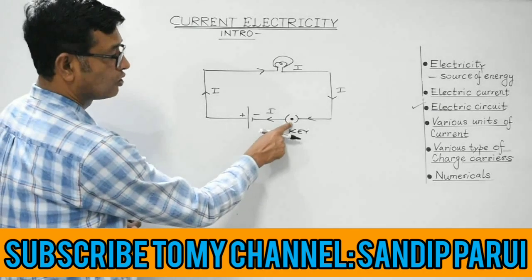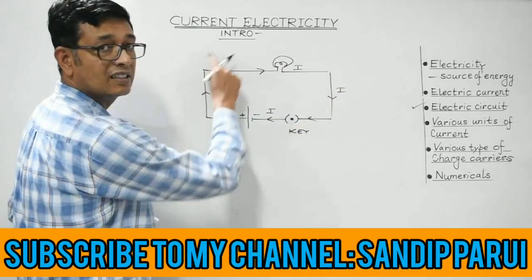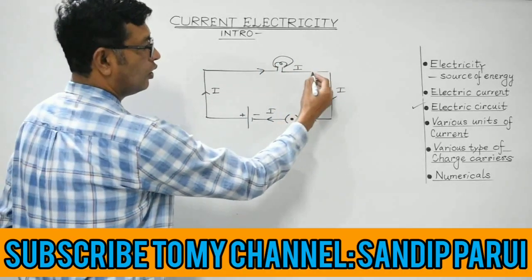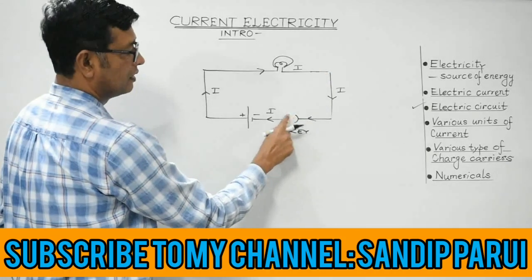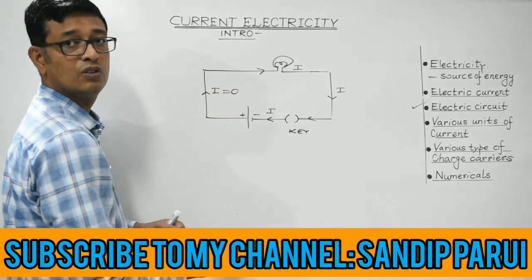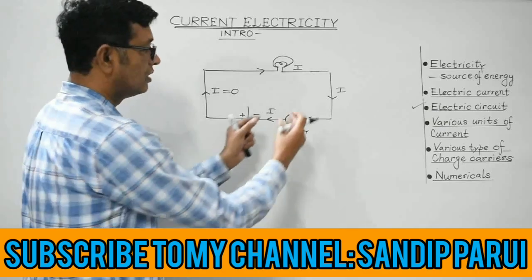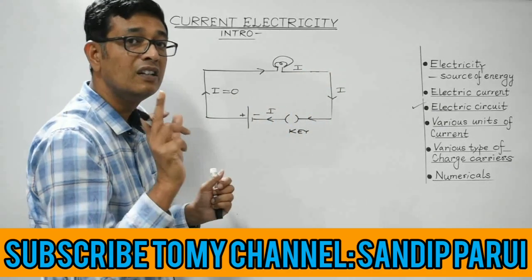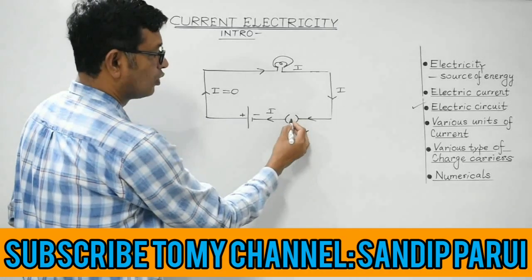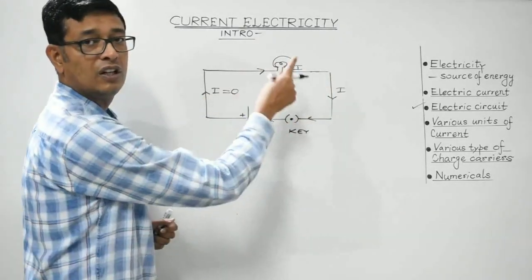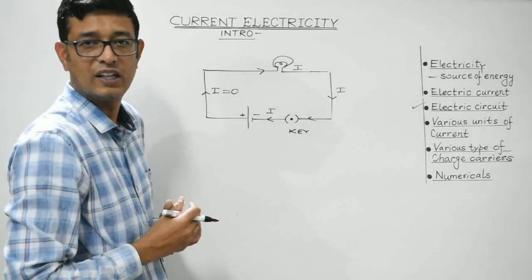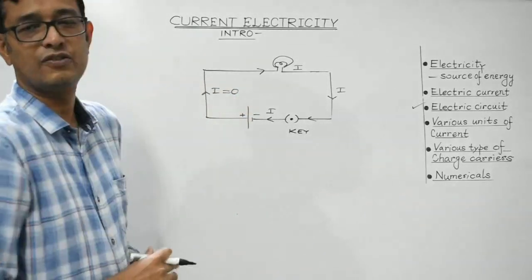This is a closed key, that is when the circuit gets completed. Now in case a circuit is broken or the key is open, then current will become 0. There will be a discontinuity in the flow of current. So current flowing through the conductor would be 0. In case of a closed key, current will flow. In case of an open key, current will not flow. Right? So that's electric circuit for you.